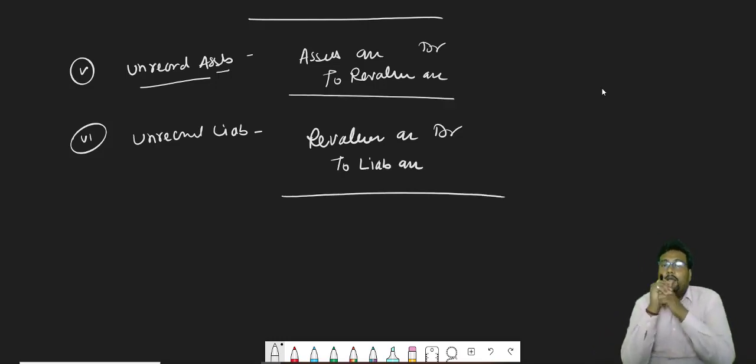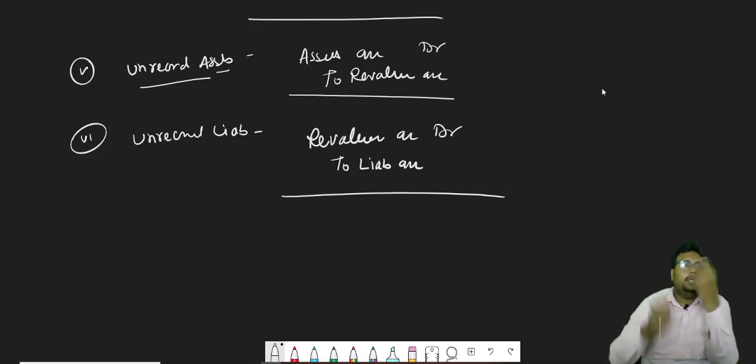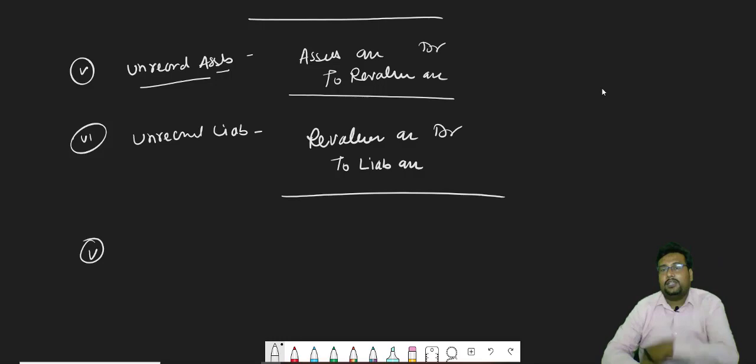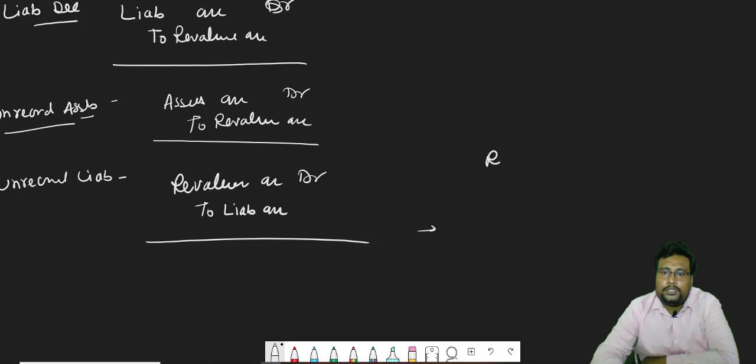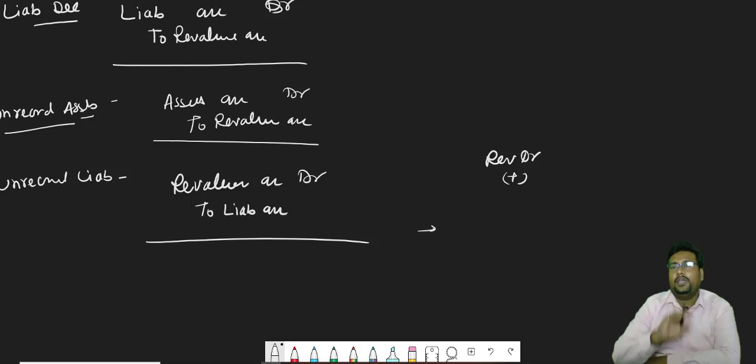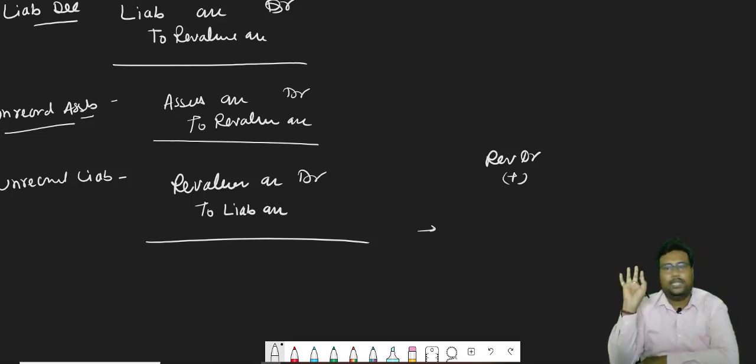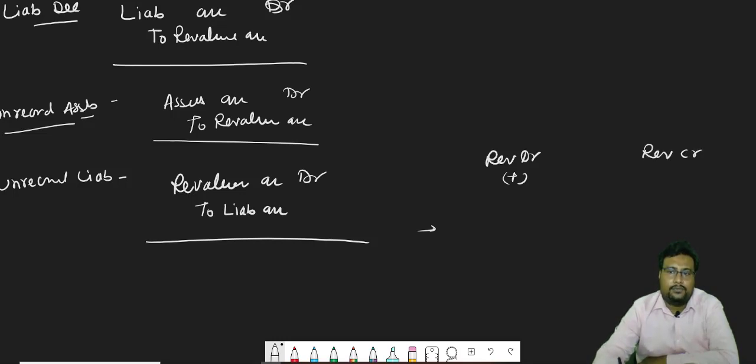Now bachcho, the toughest part is finding out the revaluation profit and loss, and how we distribute it in the partners' capital. For that, there is a simple thing. Without opening the revaluation account, with the help of the journal only, we can find out the revaluation profit and loss. Find the total of all revaluation debit, meaning the entries where revaluation is debited. And also find the total where revaluation is credited.